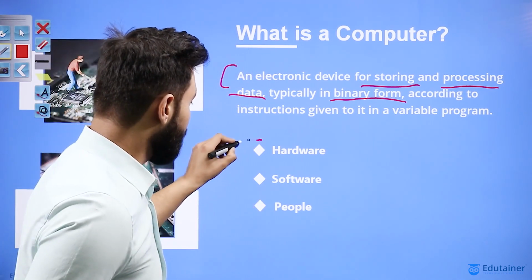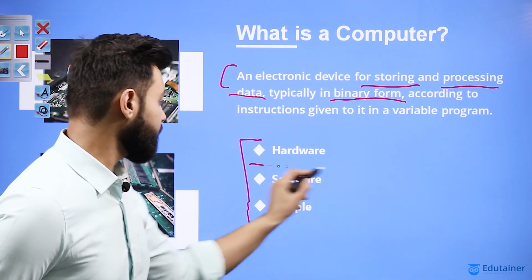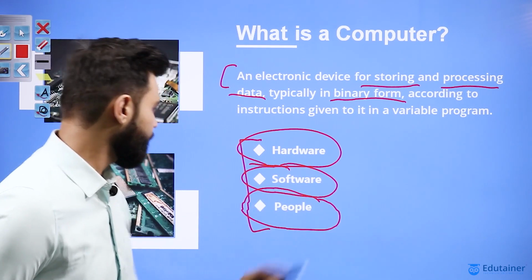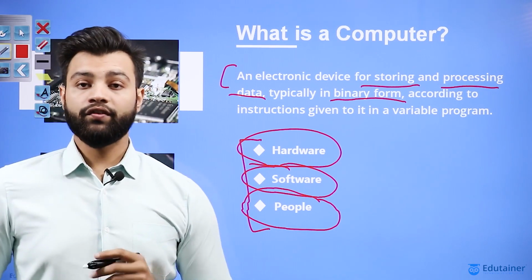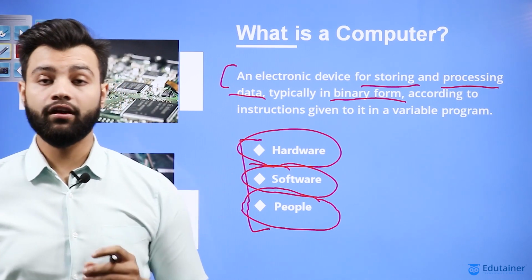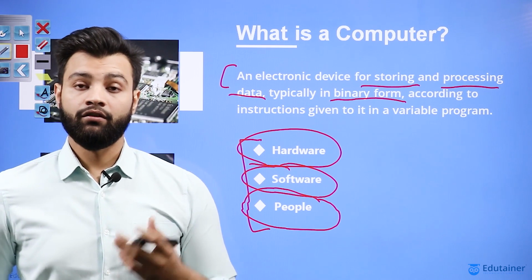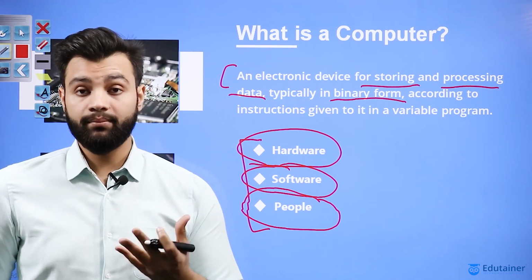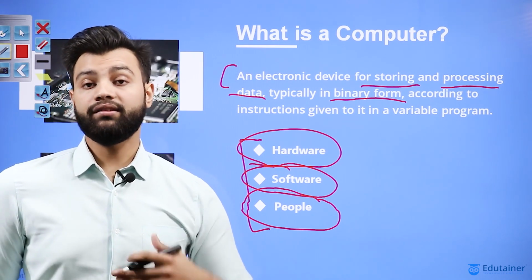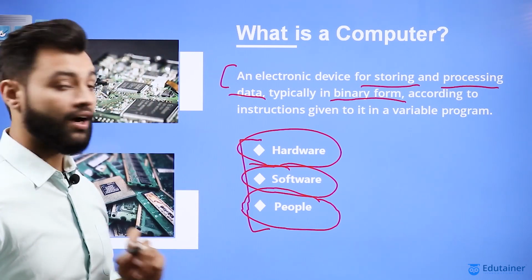So mainly a computer has three main components. The first component is the hardware, then comes the software, and then comes the people. So first of all, what is hardware? Hardware is the tangible physical objects built into the computer that run the system. For example, your hard disk that helps to store the data, even the SSDs, your RAM, your motherboard. Everything combined creates a computer. So this is the hardware.